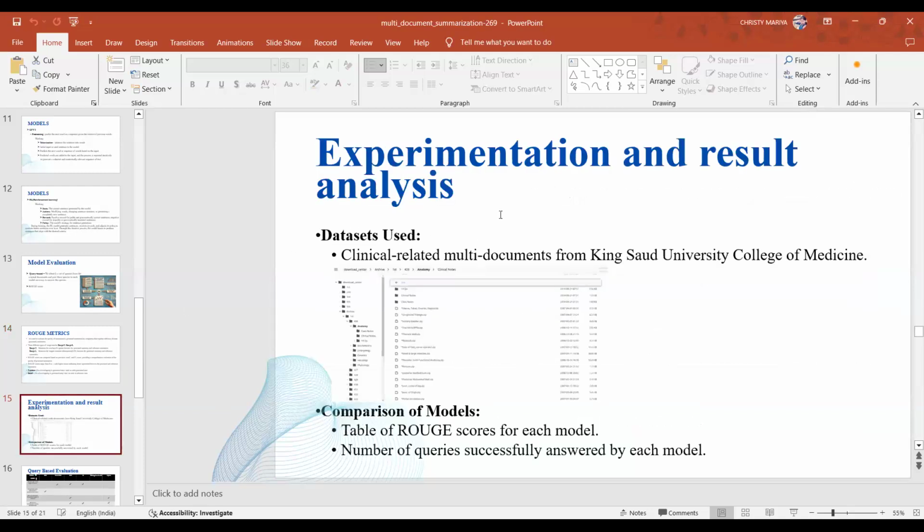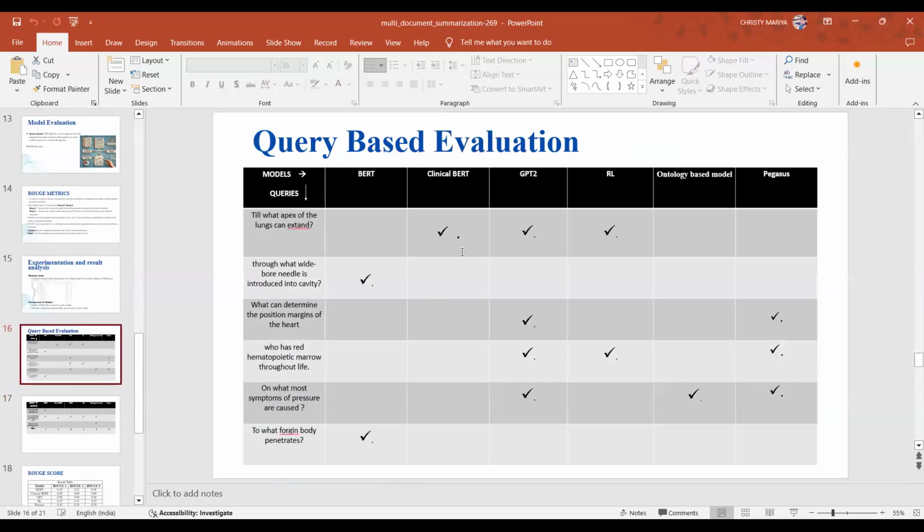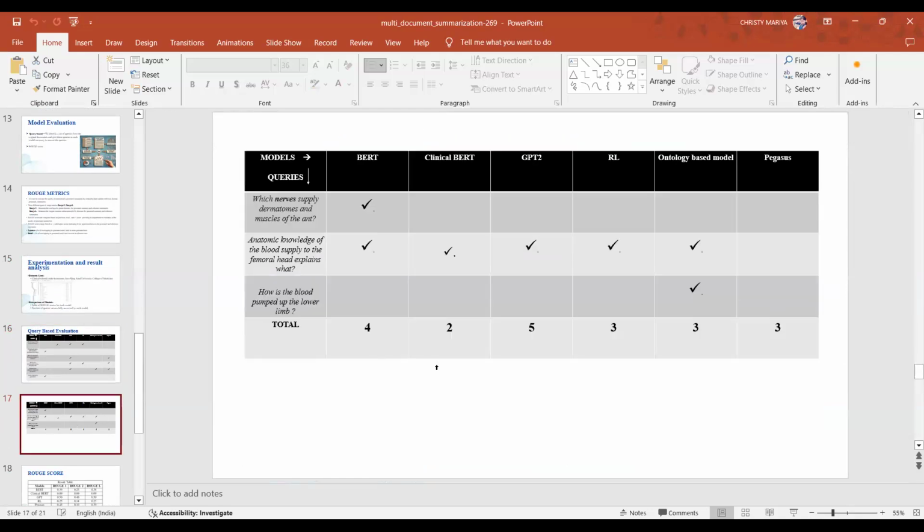The dataset that we used for our project is a clinical-related dataset of King's College University. The comparison is mainly on the ROUGE score and query-based evaluation. These are the set of queries that we gave to each model. Here the queries we have manually identified from the document, and we inserted these queries into the summaries produced by each model. Finally, we found out which models produce the queries.